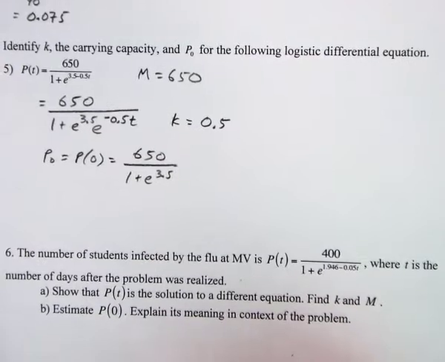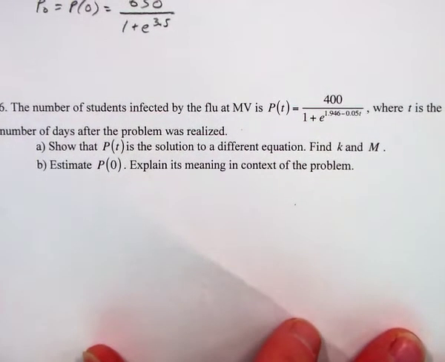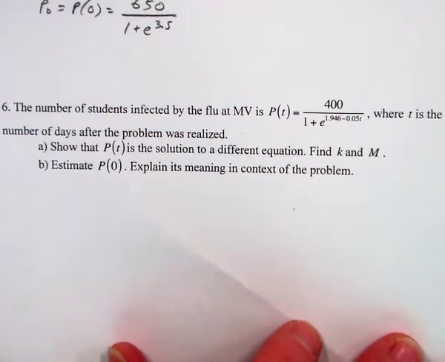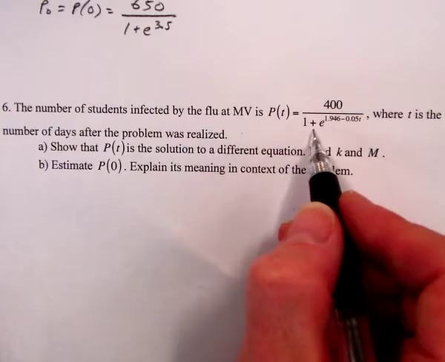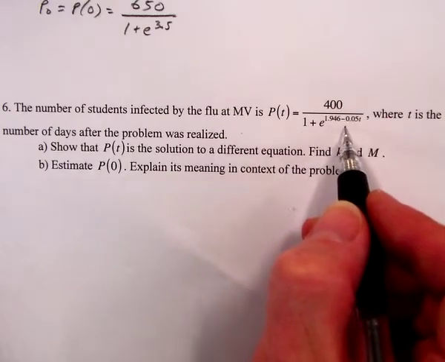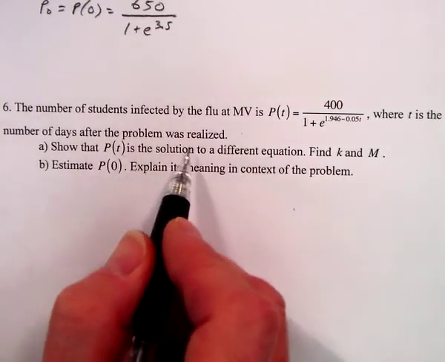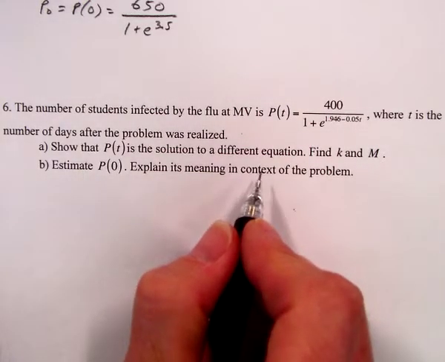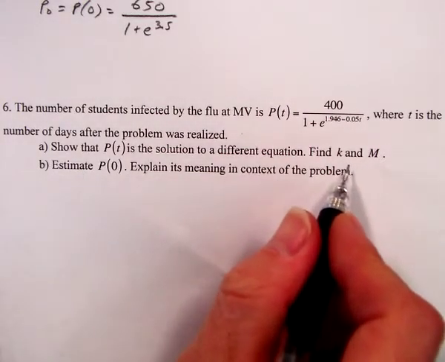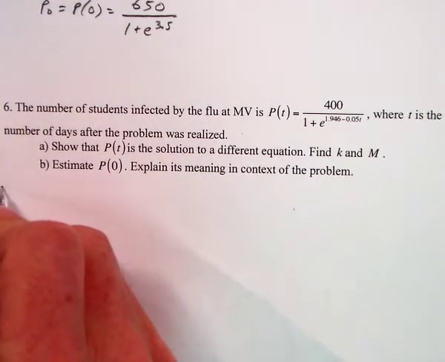And that's it. Let's have a little bit of a situation here where we can have a context. The number of students infected by the flu at MV is P of t equals 400 over 1 plus e to the 1.946 minus 0.05t, where t is the number of days after the problem was realized. The flu is just beginning right now. There's a lot of people that are getting sick. Show that P of t is a solution to the differential equation. Find K and M. As far as where we're at, the only thing I want you to do is realize this is of the correct form.